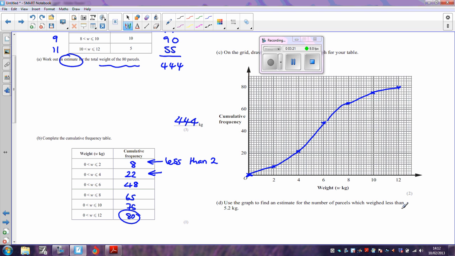Okay, we're now trying to find the number of parcels which weighed less than 5.2 kilograms. I'm just going to straighten that out a little bit. There we go. 5.2 kilograms. Well, there's 5 kilograms here. 5.2 kilograms then is here. If I go up to my curve and then across, that's going to take me about there. And I read off, well, we've got 30 here, that's about 36. I can see that about 36 parcels weigh less than 5.2 kilograms. So my answer there is going to be 36 parcels.